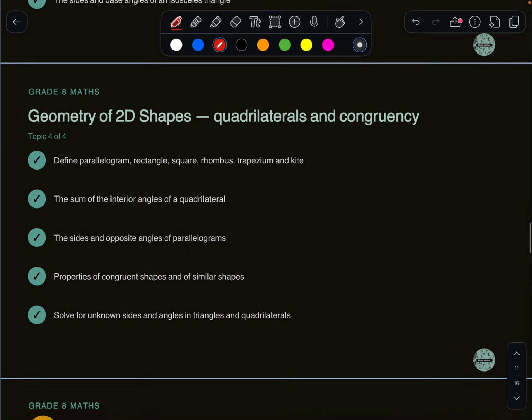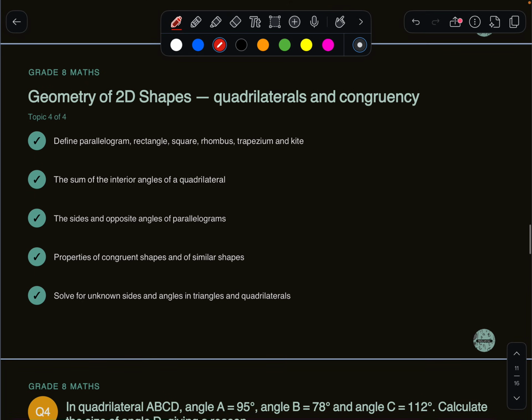We're also looking at quadrilaterals this term. So you need to be able to define parallelogram, rectangle, square, rhombus, trapezium, and kite. You'll have a list of this in your textbook. Your teacher should have given you this. You need to go through and make sure you can pick those out. You know about the angles in them. You know about the sides in them. The sum of the interior angles of a quadrilateral, you need to know that quadrilaterals add up to 360 degrees.